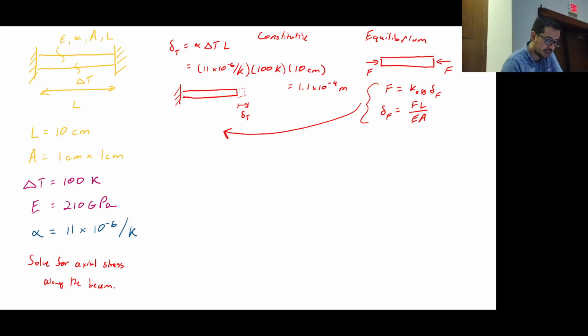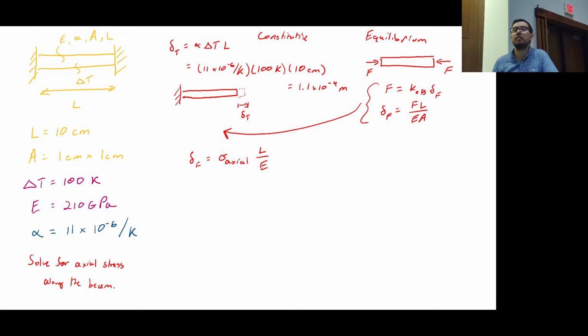Okay, so then let's go ahead and look at what we have here. We have this delta F equal to FL over EA. Another way to write this is that delta F is equal to F over A, that would be the sigma axial, times L over E. That's maybe a little unconventional in terms of something to write, but nonetheless, we can do that. So since we've calculated out our delta T, this is where geometry comes into play.